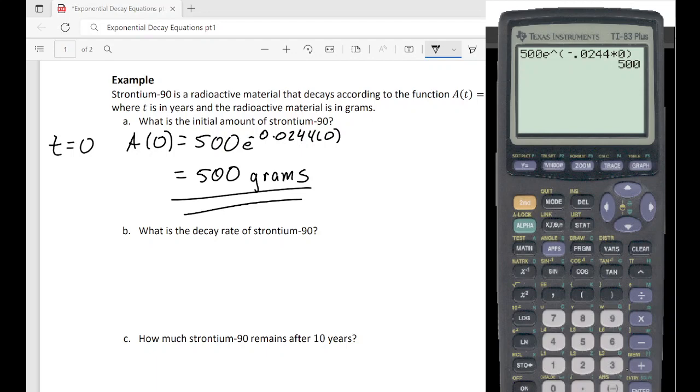Now, what is the decay rate? The decay rate is k, and k is the number that's next to t in the exponent, in this case, negative 0.0244. But I don't want this, I want the decay rate. So I multiply this by 100 to get the percentage, which will be negative 2.44.